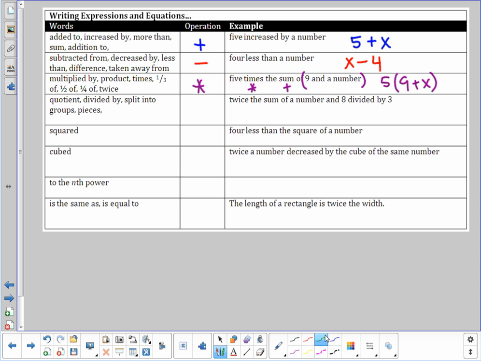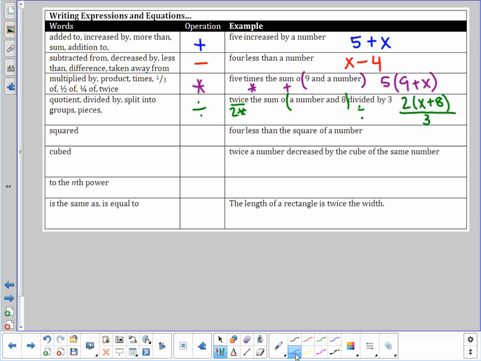Quotient, divided by, split into, groups, pieces, all of those things mean division. Twice the sum of a number and 8 divided by 3. Twice the sum of a number and 8. So twice tells me I'm taking 2 times something. Sum of a number and 8 means I'm putting those together, divided by 3. So I have twice the sum of a number and 8, that's 2(x plus 8), all divided by, the whole thing is divided by 3. That's what that expression looks like.